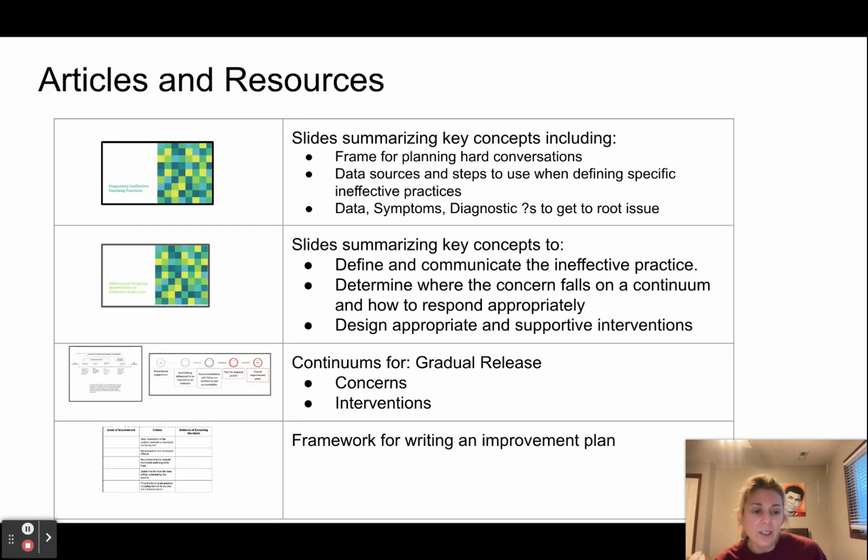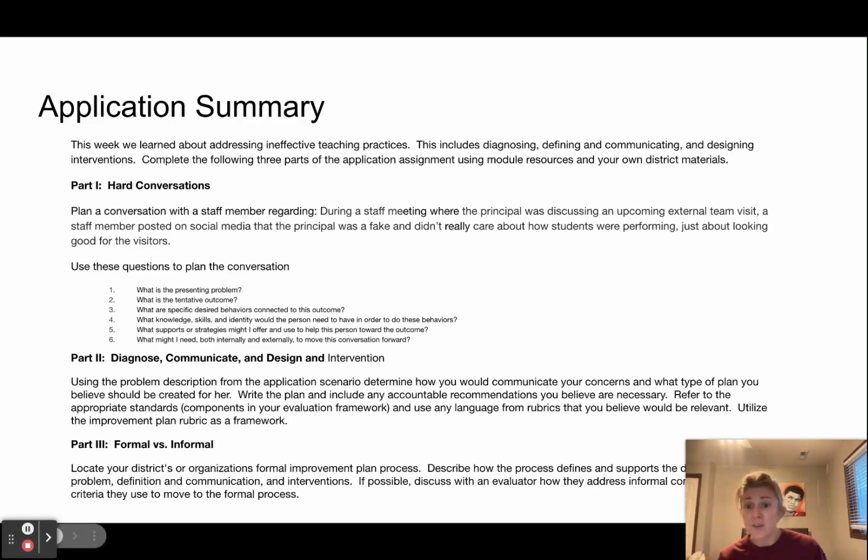And then finally, you are going to be writing an improvement plan for a scenario that I provided you with. And there is a framework to support you in writing that improvement plan. So your assignment this week has 3 parts. And again, we're working on diagnosing, defining, and communicating and designing. So part 1 is about having a hard conversation. You are presented with a scenario that is isolated.